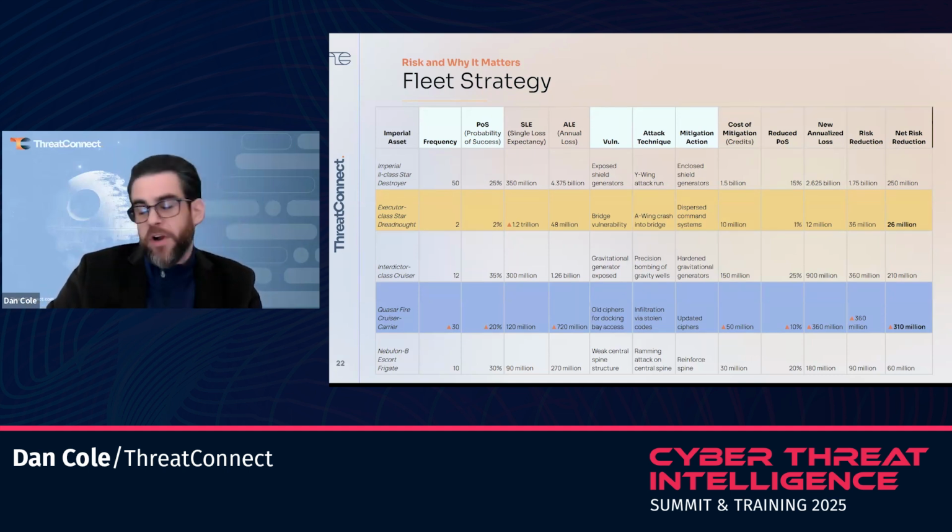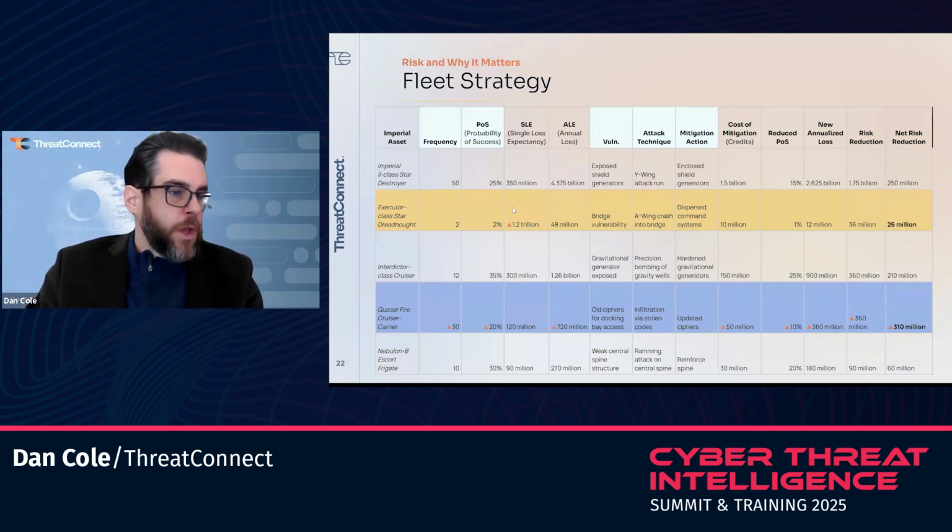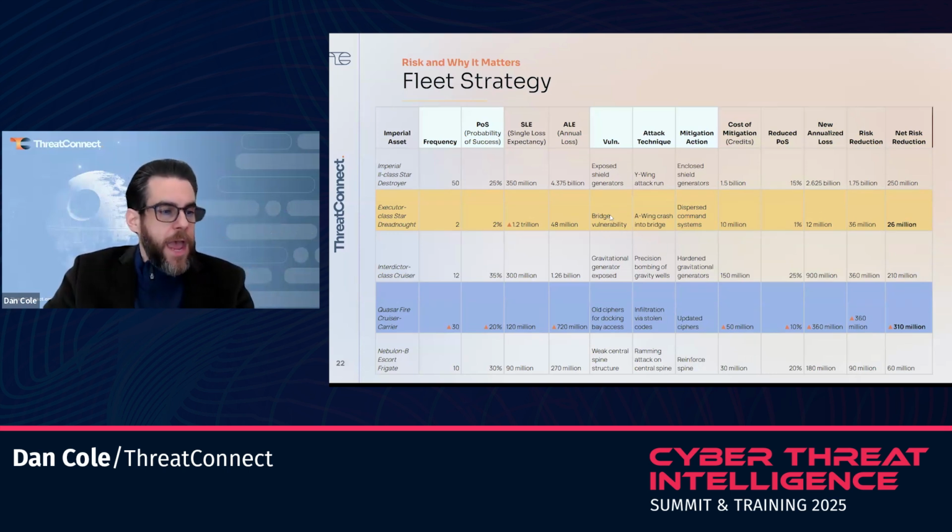So consider a Super Star Destroyer. It is a massively well-defended, big boy asset. Because it's so well defended, it only gets attacked about twice a year. Low probability of success. But it's by far the most expensive asset in the fleet by orders of magnitude. And so each of these assets have different vulnerabilities, and the rebels can use different attack techniques. So maybe they crash an A-wing into the bridge. So we can think about the cost of mitigation for these different things.